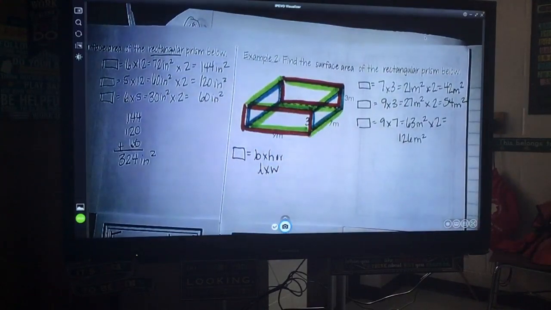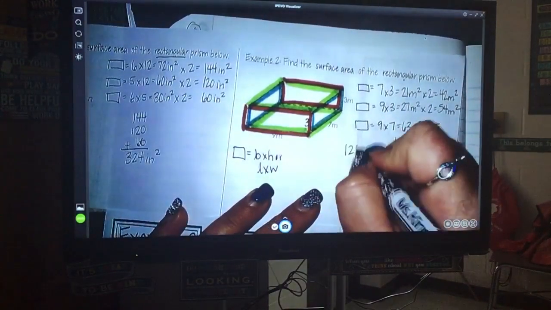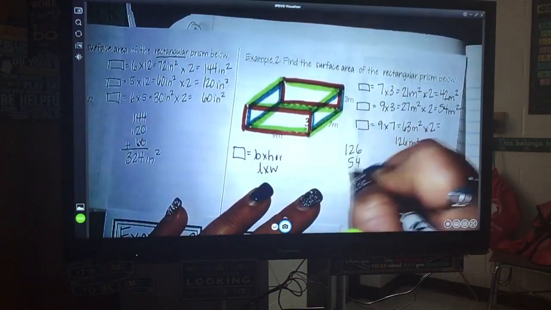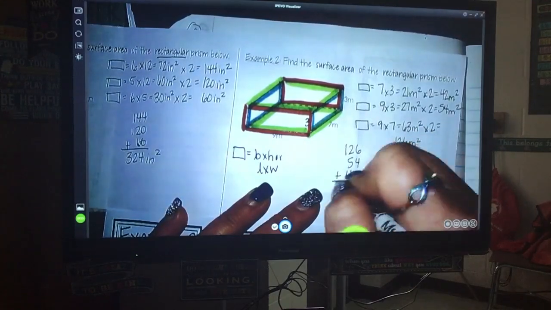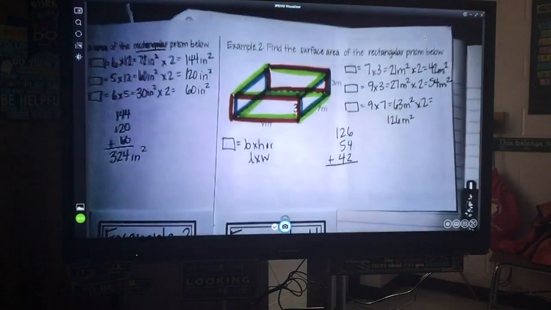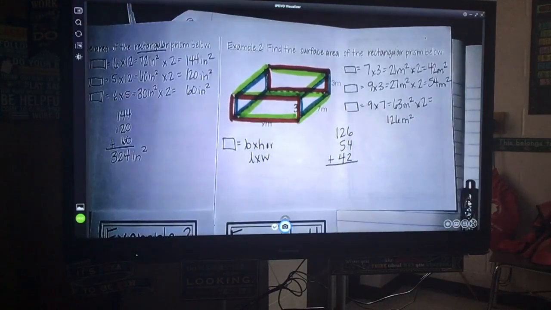All right, so what do I do with 126, 54, and 42? Add them up. Raise your hand when you have them added together.